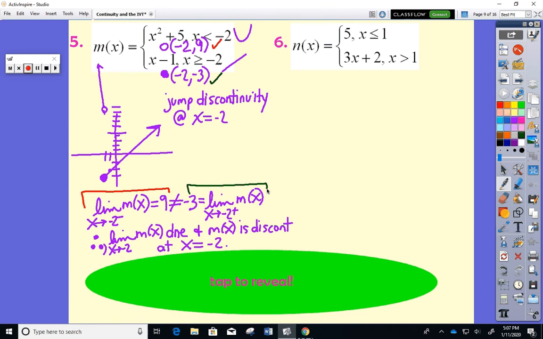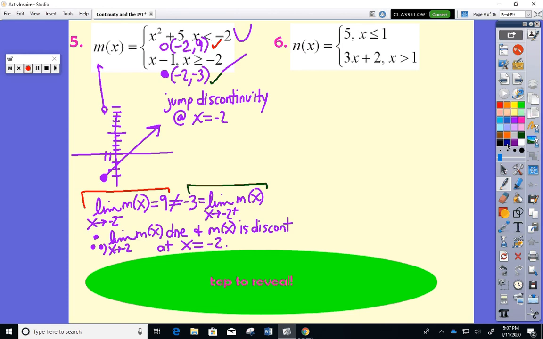So I could also say the right-hand piece is continuous at x equals negative 2 from the right, but the left-hand piece is discontinuous at x equals negative 2 coming from the left, because you have a hole on the left piece, but everything's fine on the right-hand piece. So now you know how this is going to roll. So let's do something similar with number 6.